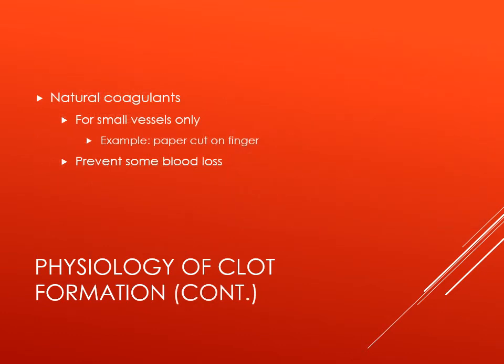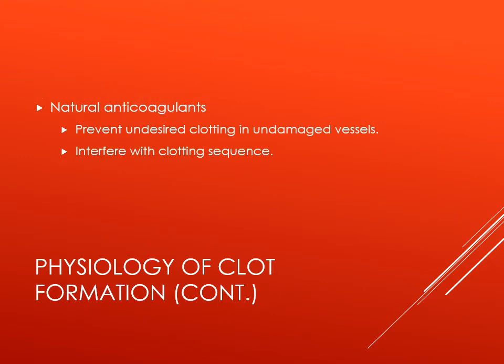Natural coagulation is effective when the damage is minor, like if you get a paper cut to your finger. It's going to be effective on venules, arterioles, and capillaries. So you'll notice these are all small structures. The body's natural anticoagulants serve some very specific and very important functions. Natural anticoagulants are going to prevent undesired clotting in undamaged vessels, so we're talking about blood clots here, and they also interfere with the clotting sequence.